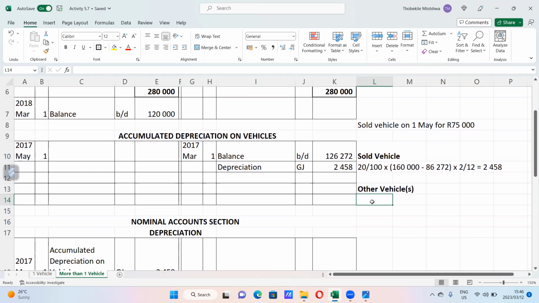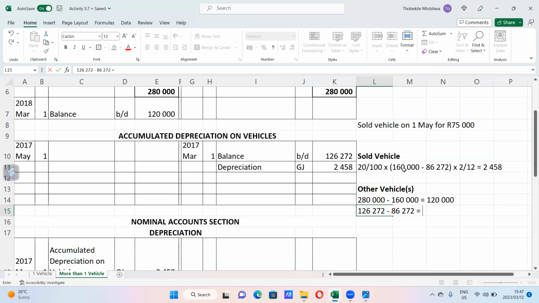So let's work out what we remain with. We say 280 minus 160, then we are remaining with 120. Do you understand? This is what we're remaining with from the vehicles. Then from the accumulated, we have 126,272 minus the accumulated depreciation of the vehicle that we are selling, which is 86,272. You remember it? So remove what we've sold because we've done it here. We are removing this and this because it's done here. It's done. So remove it.